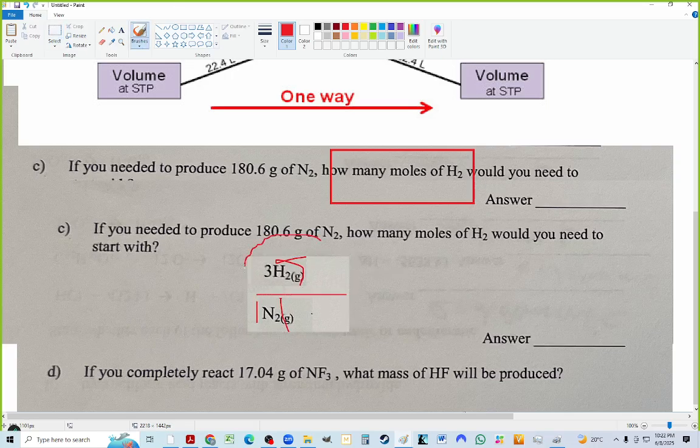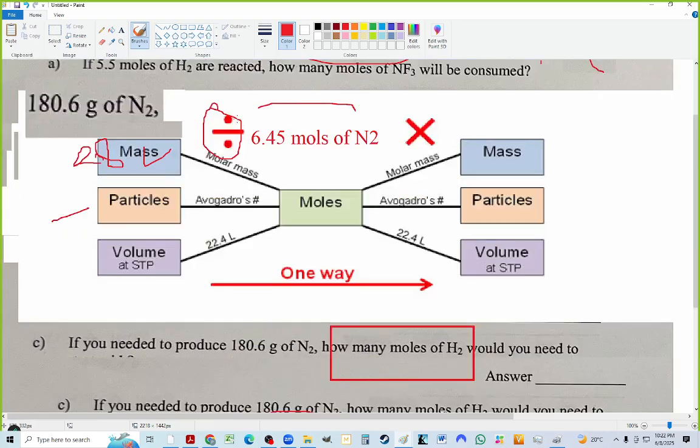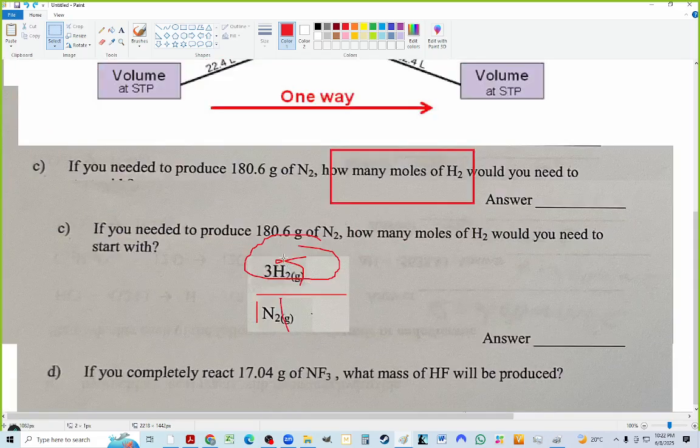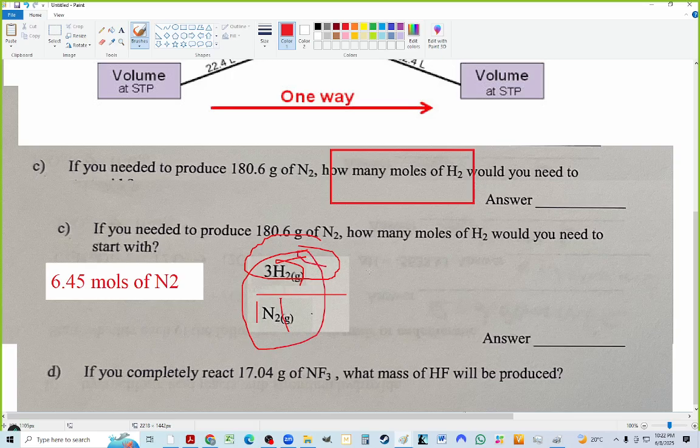Notice that we don't have grams now. You've already converted it to moles, 6.45 moles. Now notice that H2 is on the top, and that's where we want our answer to be. So we should multiply by the fraction that has H2 at the top. 6.45 times 3, and that'll be our answer. And notice that N2 cancels out. N2 here, N2 here, and I'm left with moles of H2.